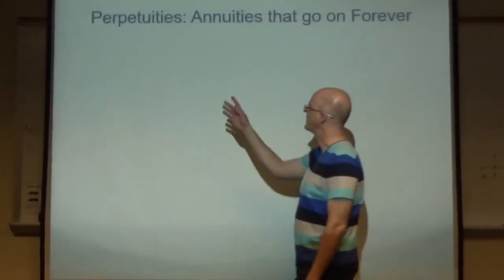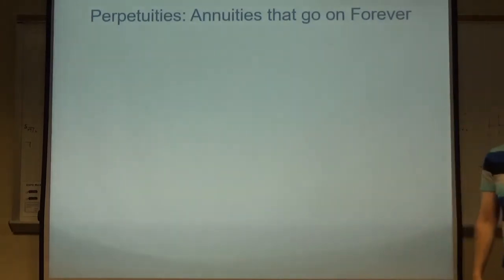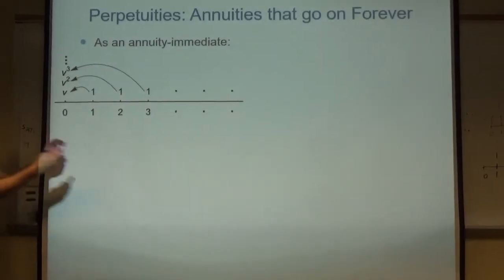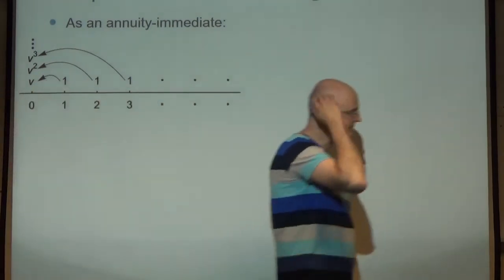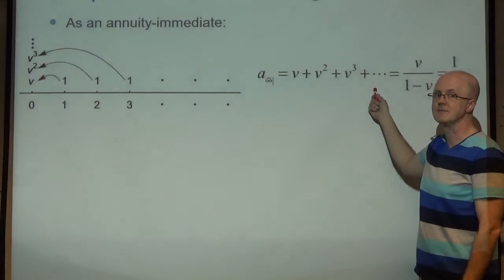What's a perpetuity? That's how you pronounce that, perpetuity or perpetuities. They're annuities that go on forever, perpetually. As an annuity immediate, pretend these ones go on forever. So the first payment is at time 1. We want to evaluate the present value at time 0, so it's an annuity immediate. Pull this one back in time by 1 period, this by 2 periods, that by 3 periods, etc., forever. The present value at time 0 is going to be a geometric series that's infinite, goes on forever.